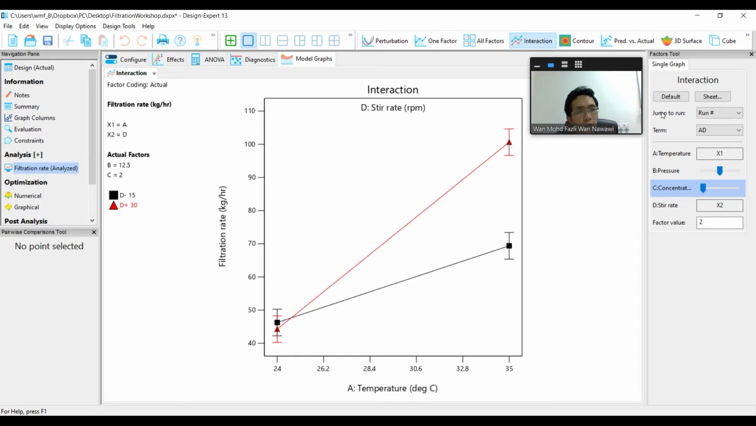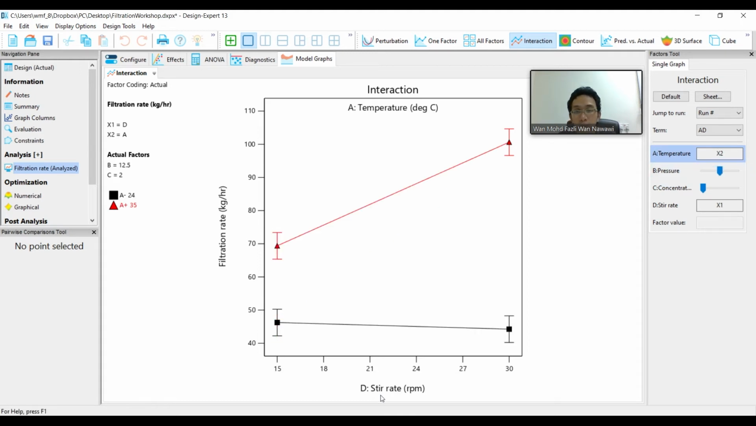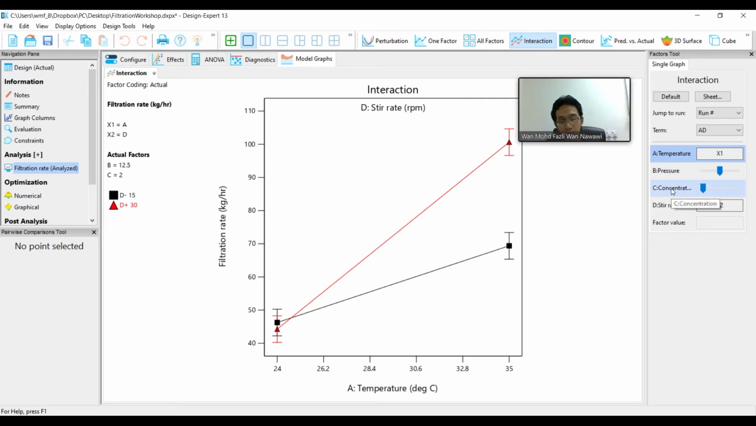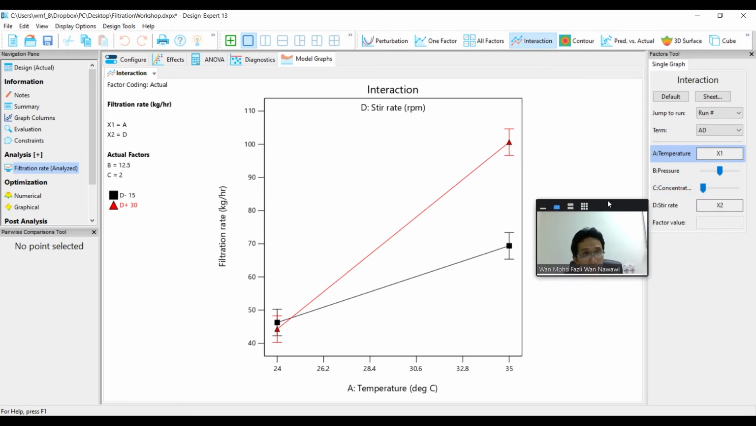And also you can switch the axis and so on. If you want to use this as a y axis, you just right click and change, and then you get a better view of how this works. So this is just changing the axis. It's up to you how to do this. Okay, so that is the interaction plot. So you know now by lowering the concentration, you can get even higher. That's the important part here.